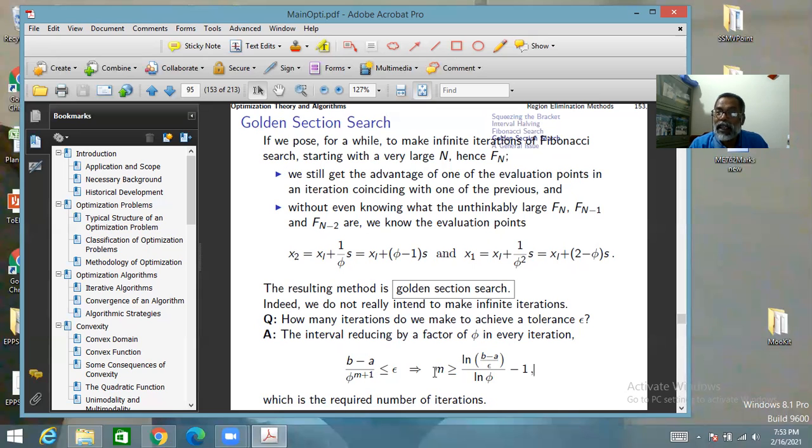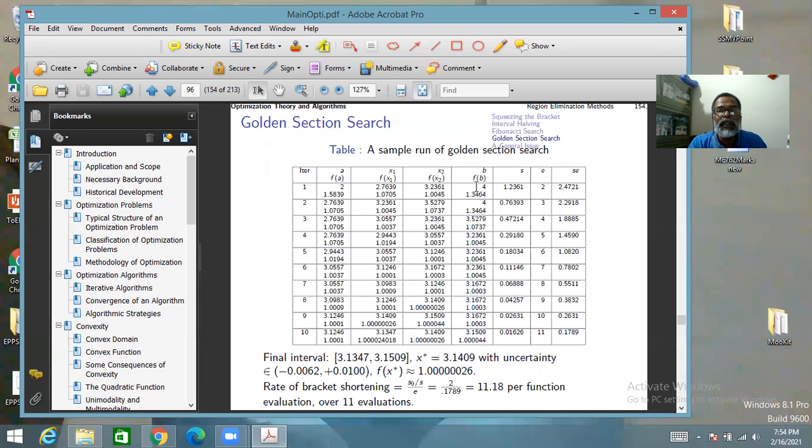And whatever is the next integer, we take that m, and that many iterations we can conduct, and the tolerance will come down like that. So from the initial interval, the final interval will be accordingly small, and the tolerance will be within that. Okay. So this is the number of iterations required. So this is how golden section search operates. And the same example, if we try with golden section search for 10 iterations with 11 evaluations, we get this. It is a little better compared to Fibonacci search method, so far as this bracket shortening rate is concerned. Okay.